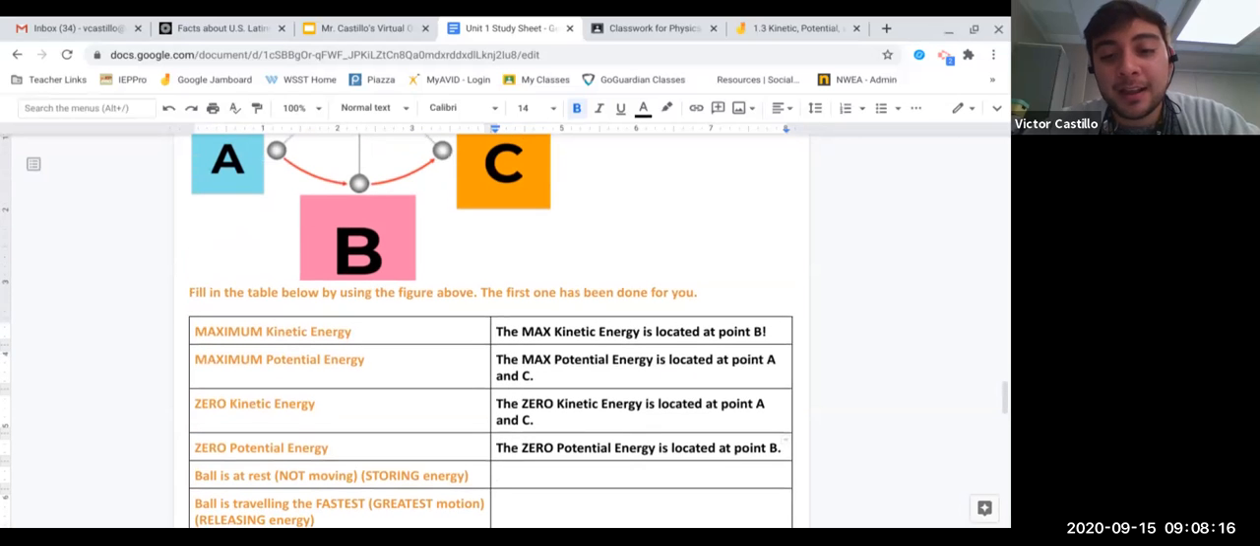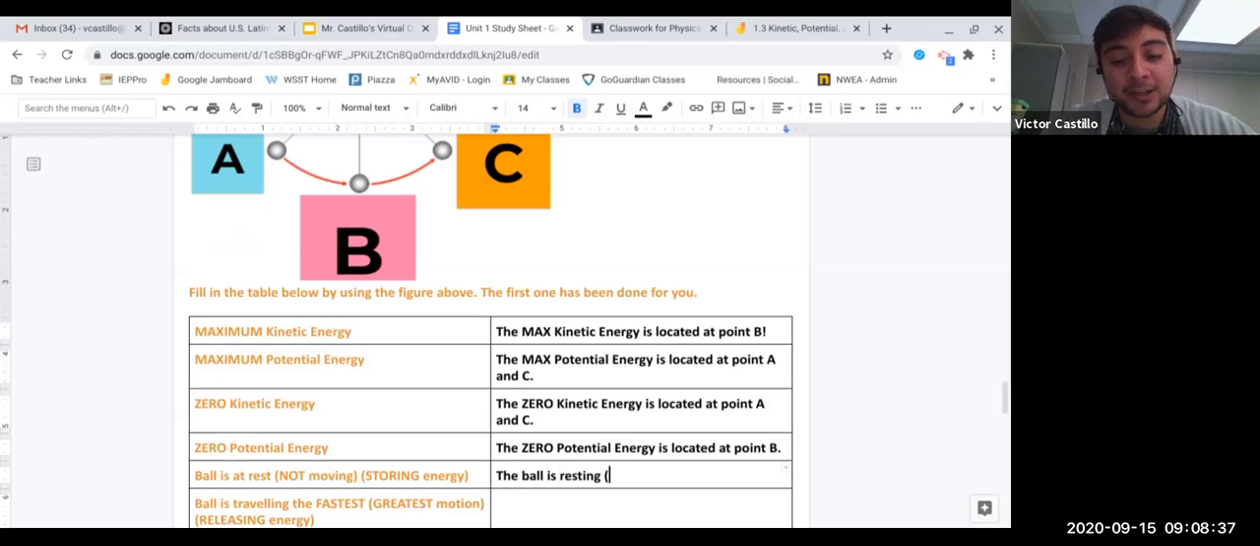Now, let me see what my scholars put on the next one. The ball is at rest. When is the ball at rest? Let's see. They are the ones that have the right movement. Yes, thank you. So the ball is at rest. It's not moving where there is the max potential energy. So at the highest points, the ball is resting.